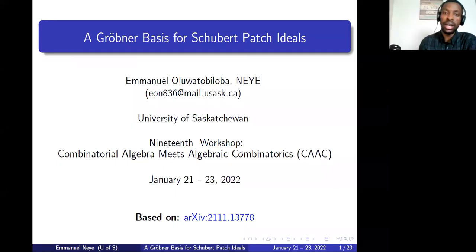The title of my talk is a Gröbner basis for Schubert patch ideals. As a short introduction, Schubert patch ideals are basically prime defining ideals of certain varieties. Alexander Young gave a conjecture in relation to this Gröbner basis result for this family of ideals. Primarily, what we show is that this conjecture is true using a technique called Gröbner basis via linkage.